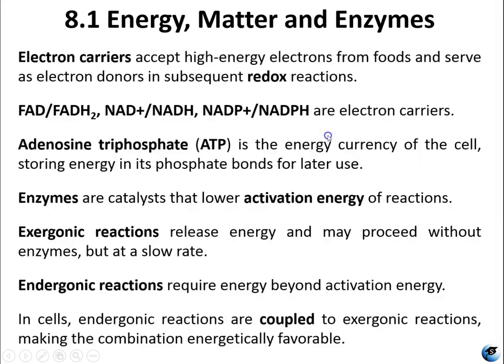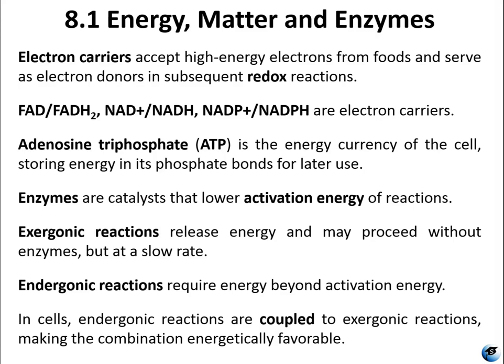An electron carrier accepts electrons and then serves as an electron donor in a redox reaction. So a redox reaction essentially is movement of electrons or hydrogen ions back and forth across a cell membrane or mitochondrial membrane. So your electron carriers are the things that accept the electron and then later donate the electron in these redox reactions. FAD, FADH2, NAD+, NADH, NADP+, NADPH. These are all examples of electron carriers, and they are really important in metabolism. And you'll see why over the course of this lesson and the next one.